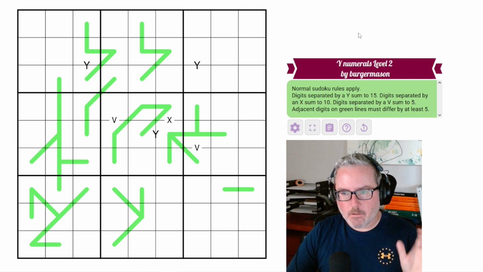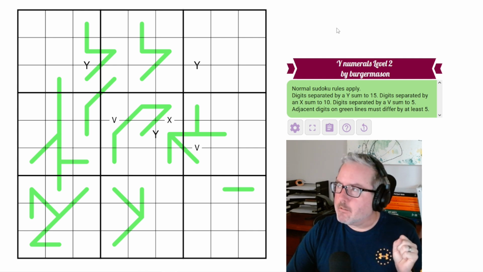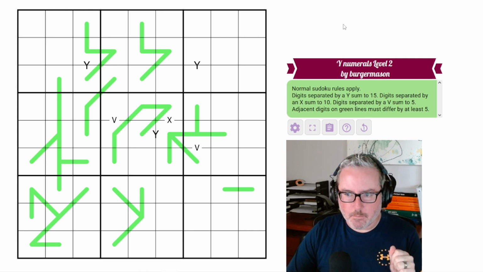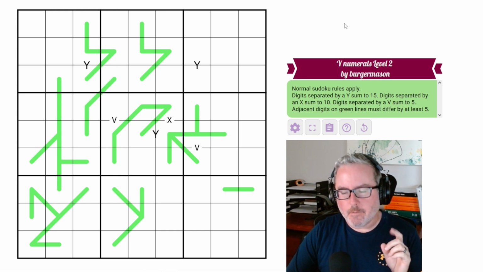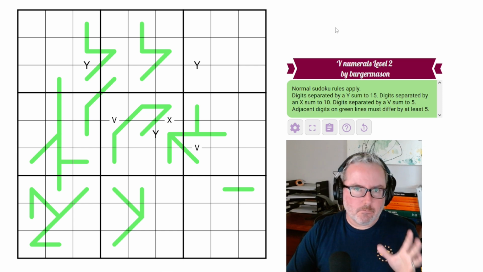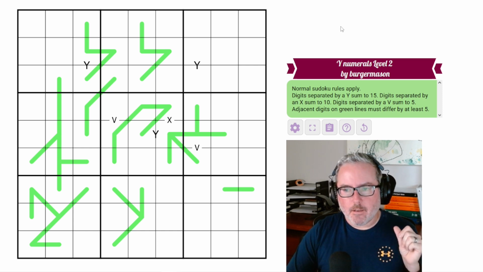It is called Y Numerals Level 2 by burgermason. And I don't recall offhand if I've done a puzzle by burgermason or not. I think I have, but I don't quite know. Anyway, let's take a look at the rule sets because it is different, and let's get started on it.